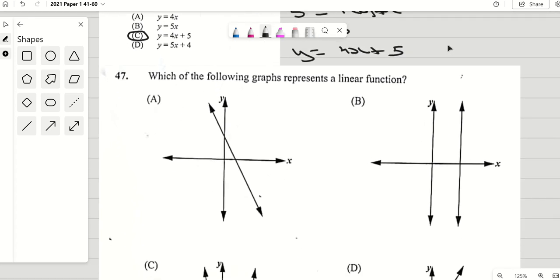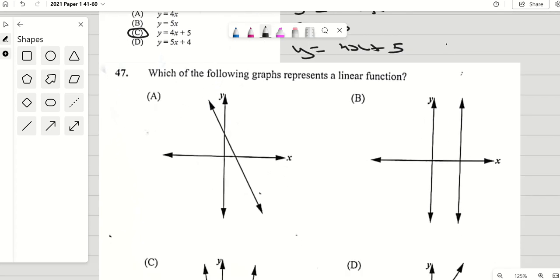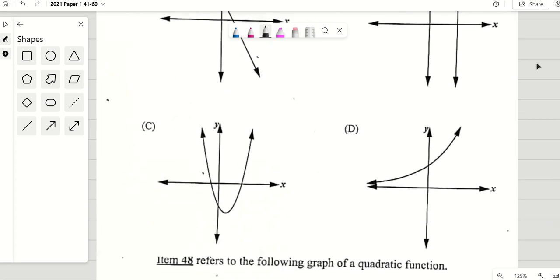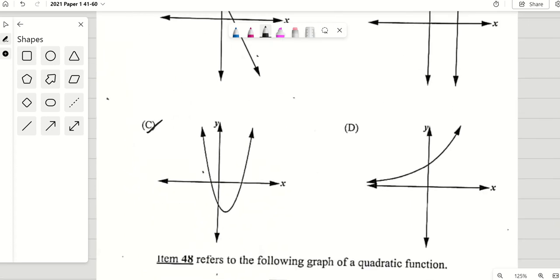Which of the following represents a linear function? Again, what is a linear function? A linear function is a straight line that has y is equal to mx plus c. So first off, let's look at C and D. Those are both curved lines. So it's not C and it's not D, right?